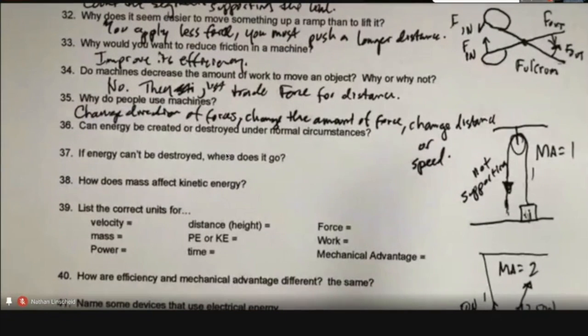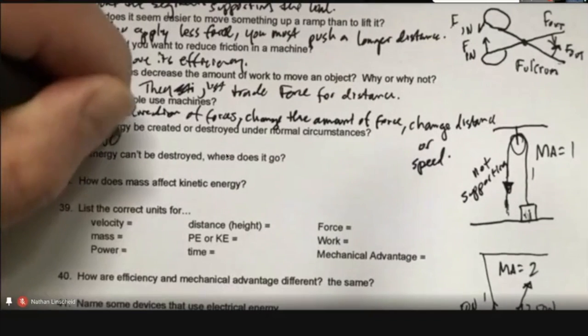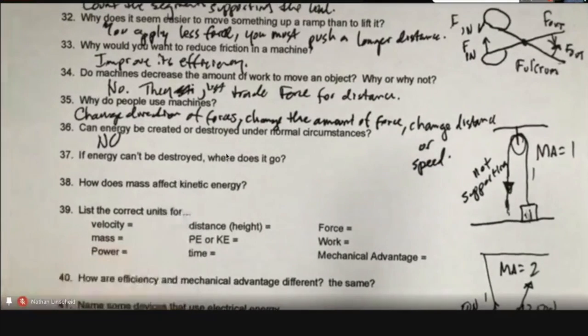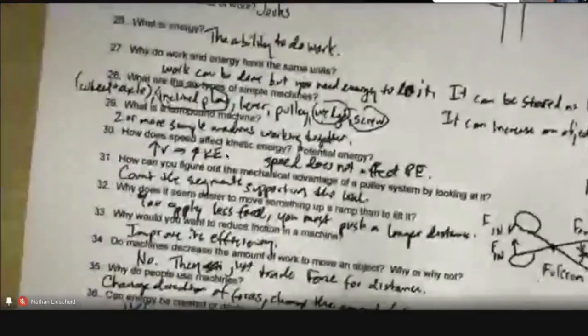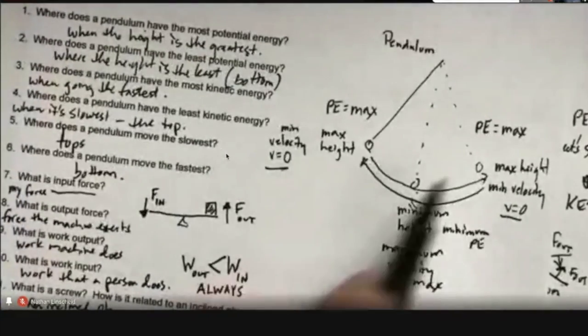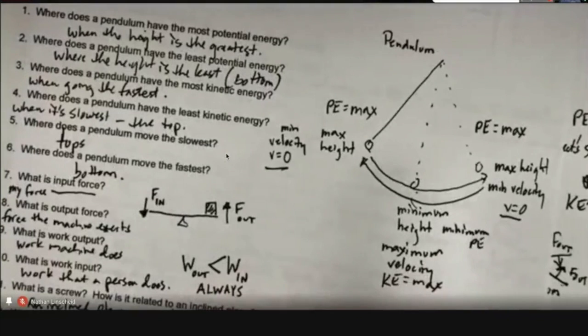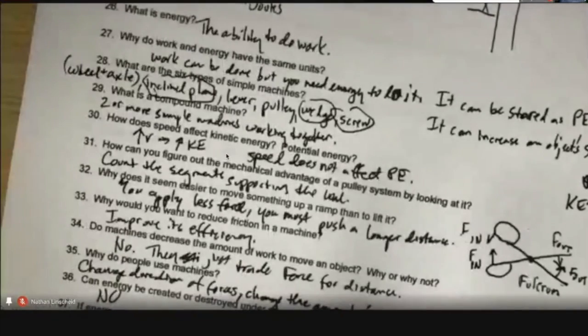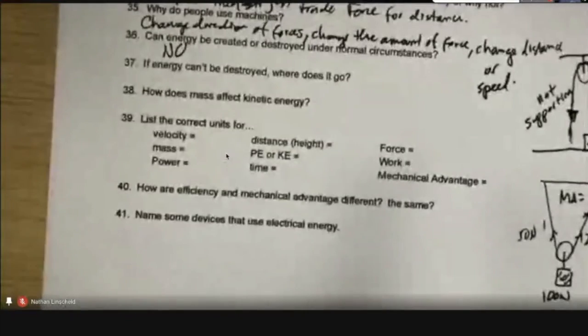All right, 36, can energy be created or destroyed under normal circumstances? The answer is no. Law of conservation of energy says it cannot. So then the question becomes, if energy can't be destroyed, where does it go? Because let's go back to the example of the pendulum, right? This right here. Okay. If I have a swing going back and forth, I know that if I leave it, it's eventually going to stop. It's going to come to a stop.